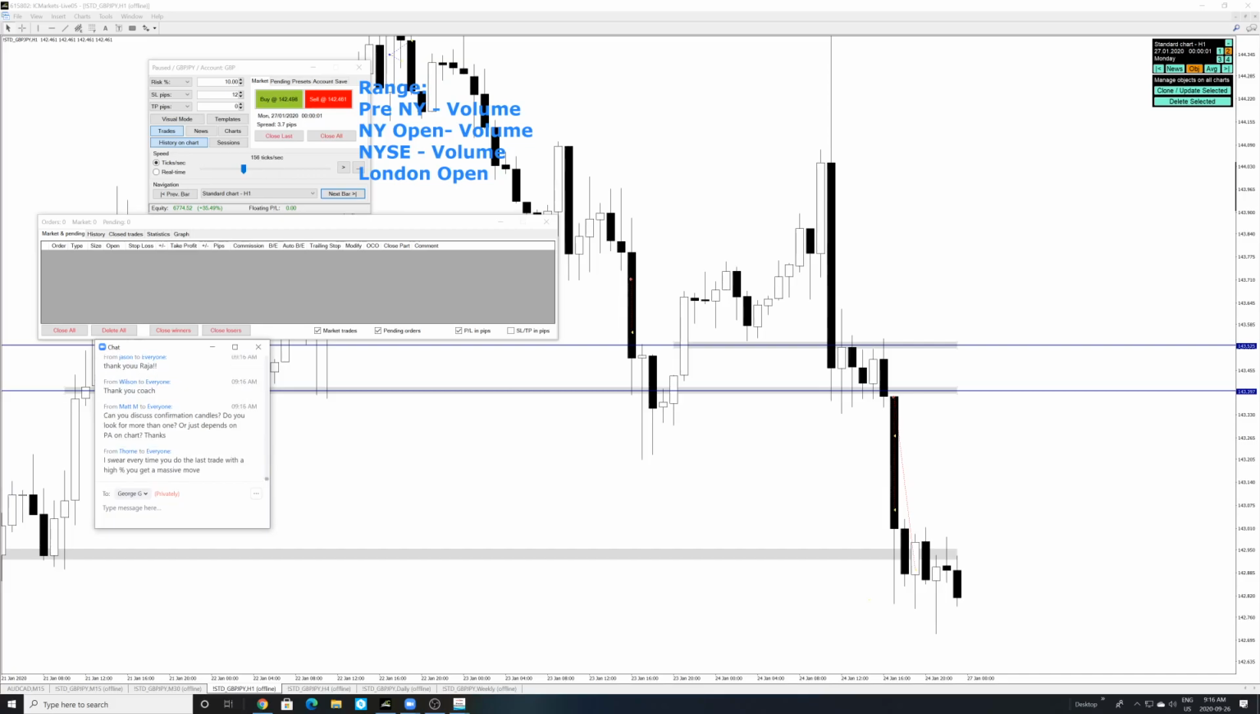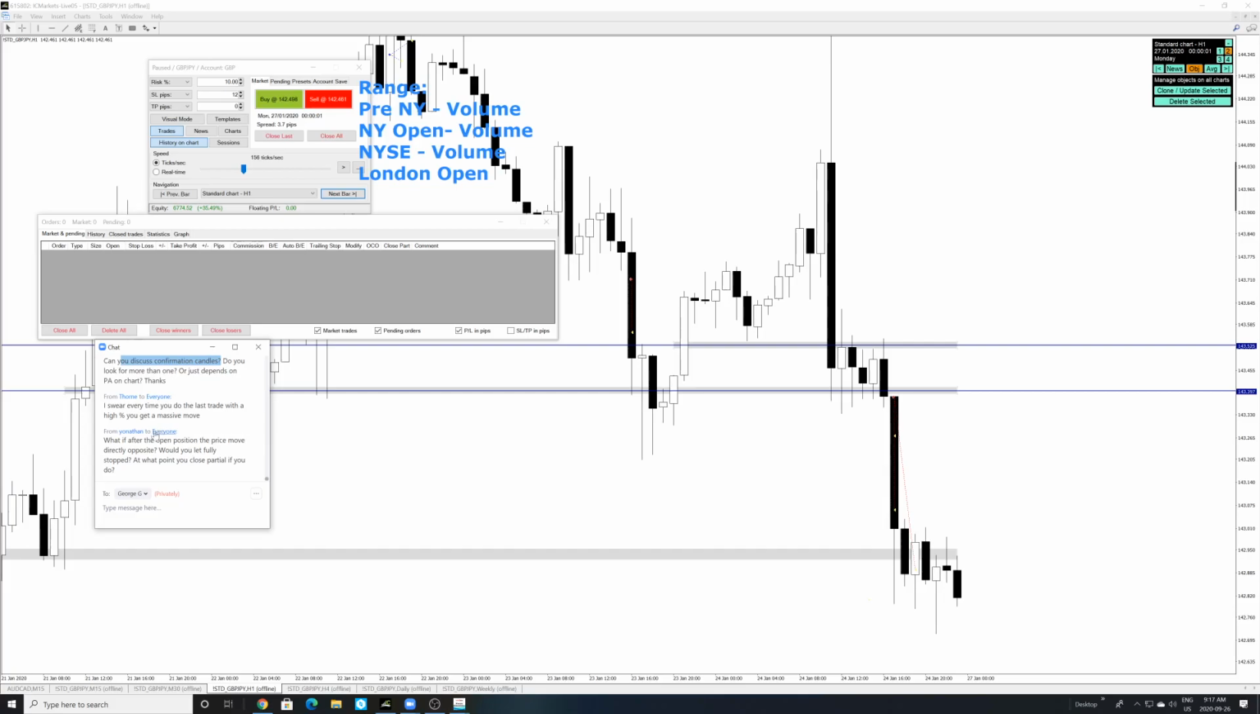Can you discuss confirmation candles? Do you look for more than one or does it just depend on price action? Okay, so that is something that's discussed in the database, because with confirmation candles there are a lot of things you need to look at. I think in a week or maybe in 2 weeks, we're going to open something for everyone so that we can get those basic ideas in. I swear every time you do the last trade with a high percentage, you get a massive move.